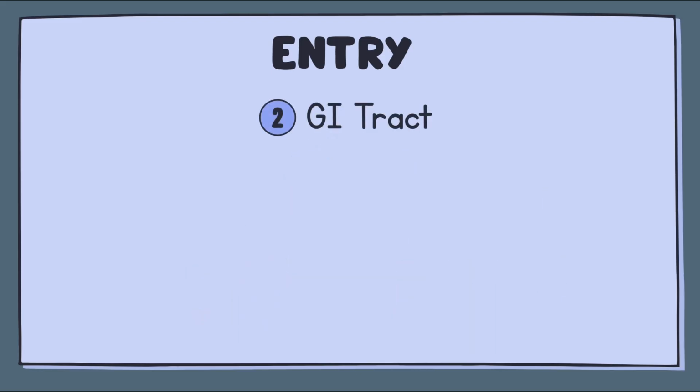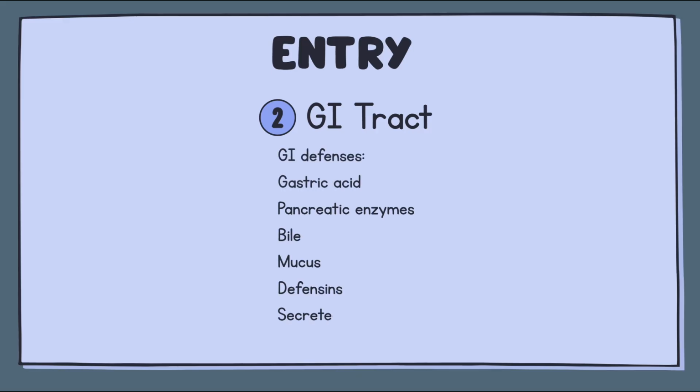The second way that pathogens can enter is through the GI tract. So another very common route is through the GI tract, and many pathogens enter this way when we ingest contaminated food or water. Now, the GI tract has many powerful defenses that normally prevent microbes from causing infections. And if we understand the defenses, we can understand when pathogens take the opportunity to infect, and that is when these defenses are down. So let's have a look at the GI defenses.